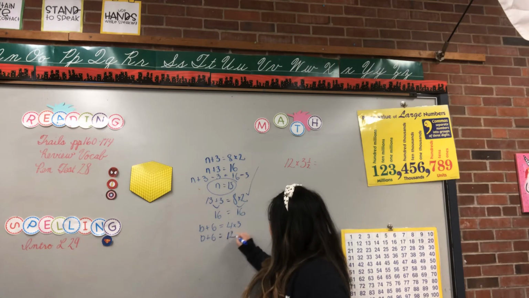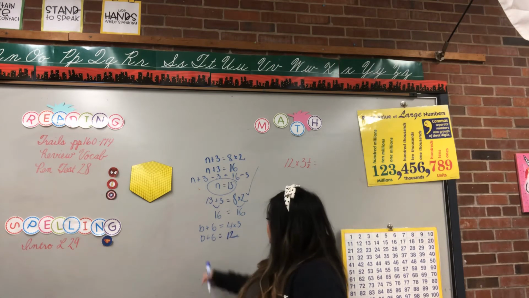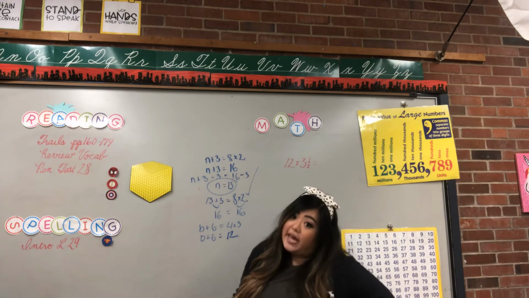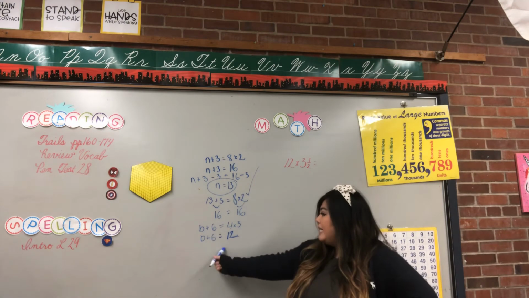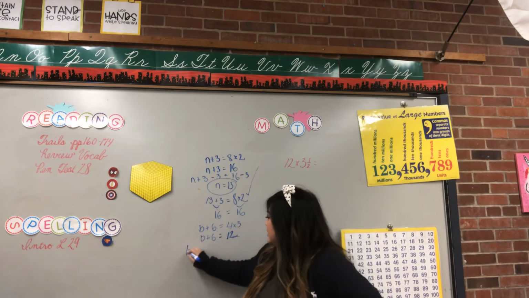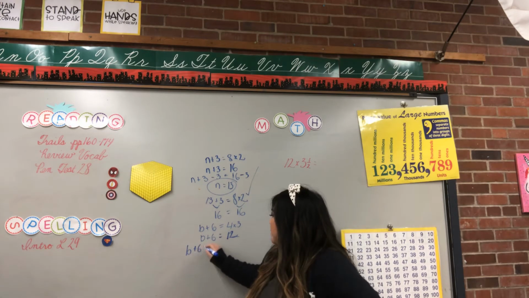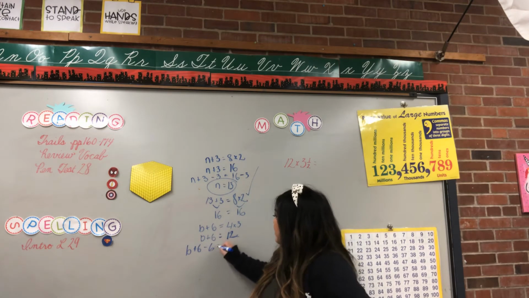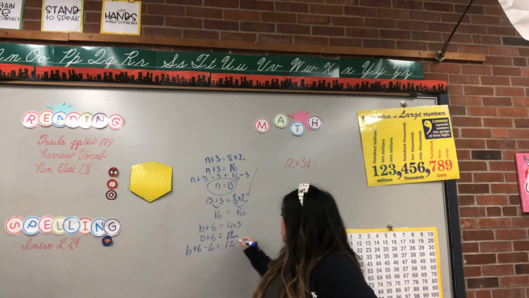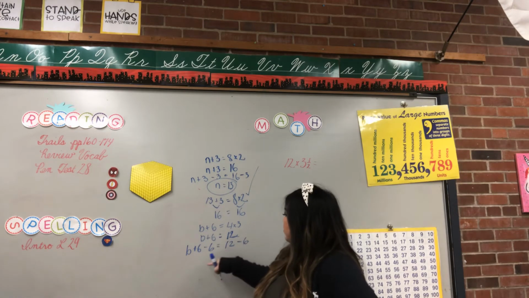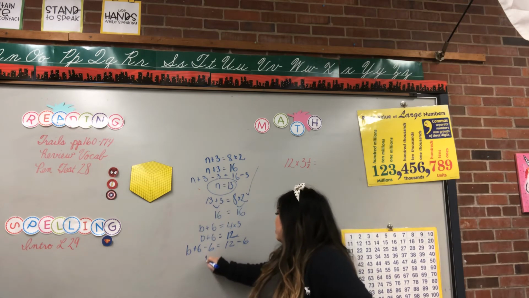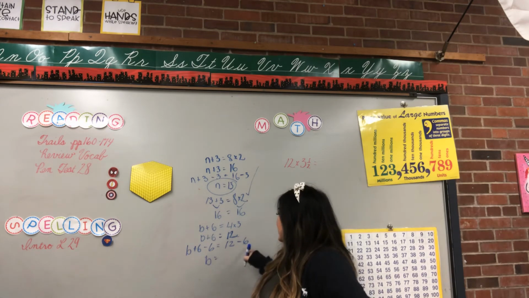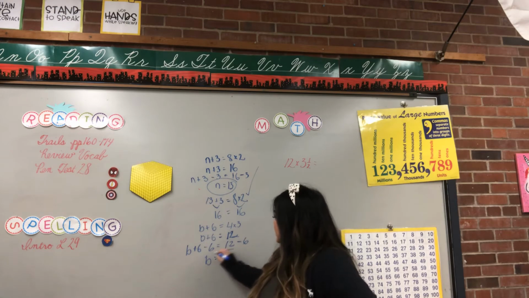12. Now, the next thing we do, we're capturing the letter B today. So how we do it is, we get B alone. So we have to get rid of this 6. So B plus 6 minus 6 equals 12 minus 6. Whatever we did over here, we do to this side. And now we have b alone. B equals 12 minus 6 is 6.